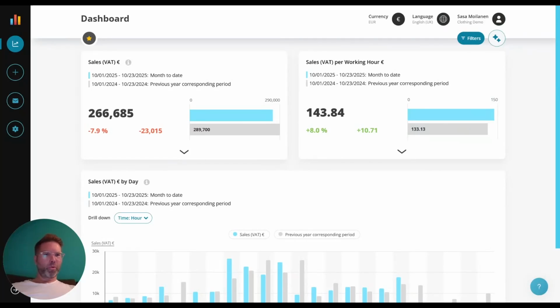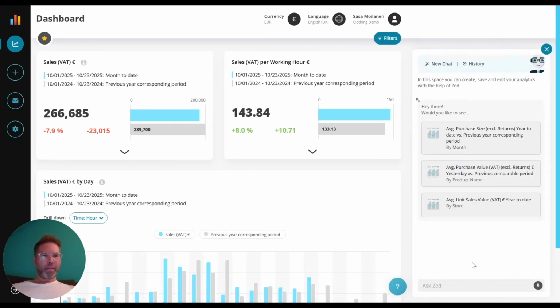Okay, to launch ZED, you basically click on this icon here on the top right of the portal. So ZED is an AI-based data analyst that can answer your business queries. So basically creates reports for you. So you have some proposals here, but you can also type your query from scratch.